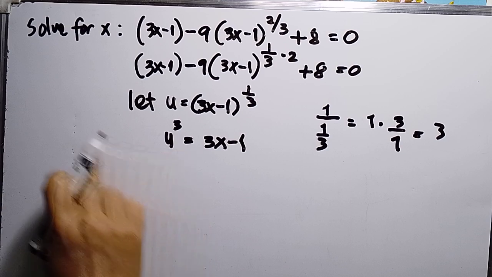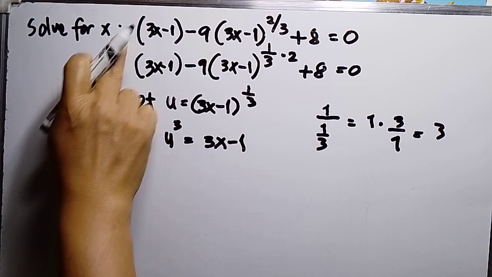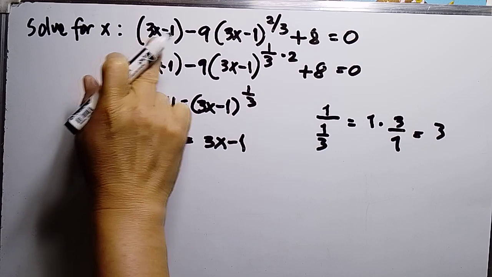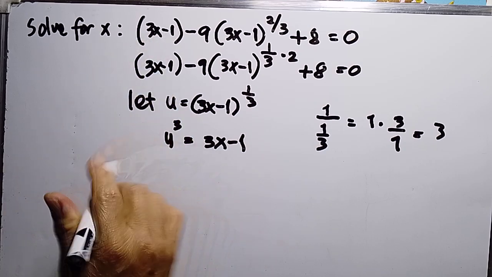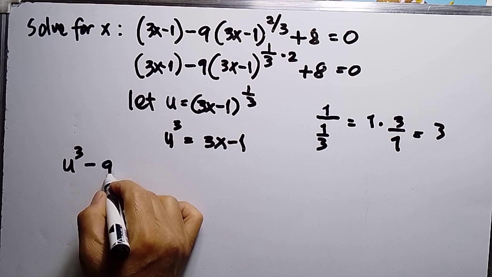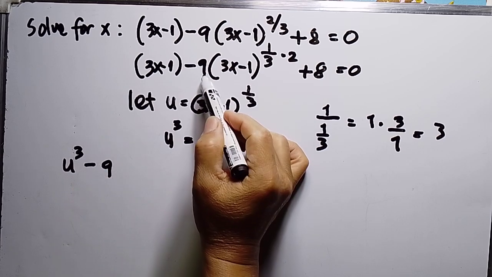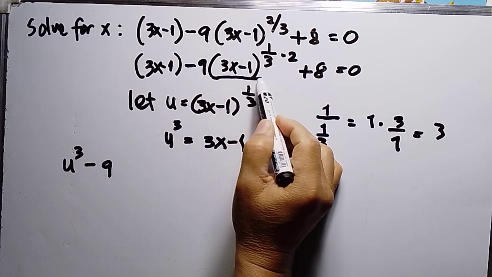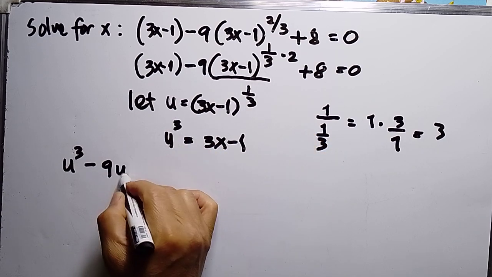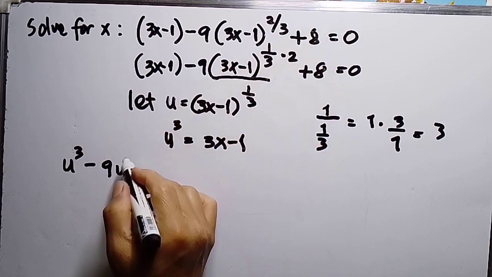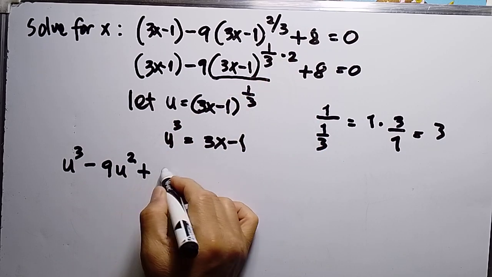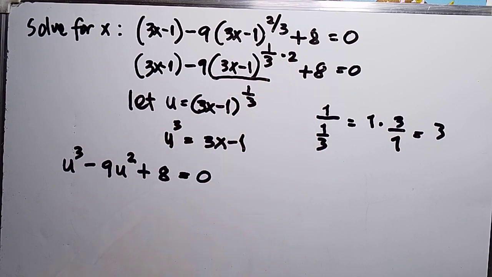Okay, then I need to substitute, going back to the given equation. So 3x minus 1 is u cubed. So this will be u to the power of 3, then minus 9. Take note, (3x minus 1) raised to the power of 1/3, that is u. And then there is 2, meaning this is squared. Then plus 8 is equal to 0.